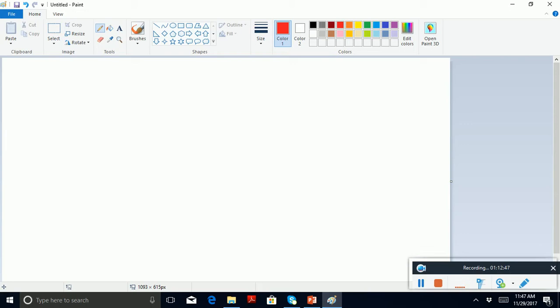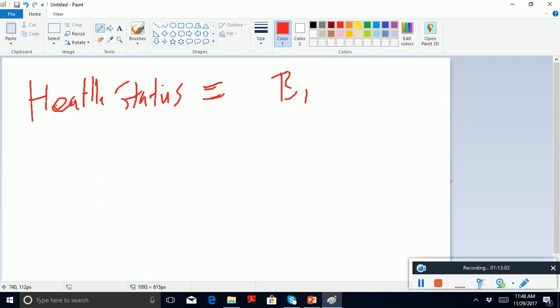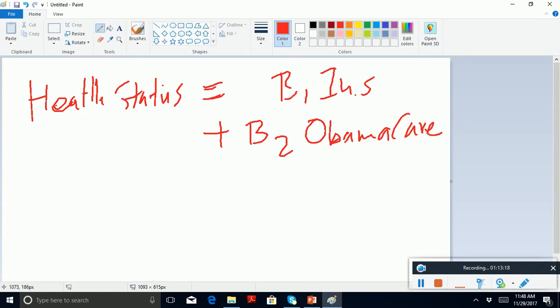So let's say health status. Let's create a dummy variable: you might have a health insurance package, or you might have Obamacare Part D, which is a policy they implemented so that older people can get medical prescription coverage. They will cover part of their medicine coverage. So that's the Obamacare Part D.